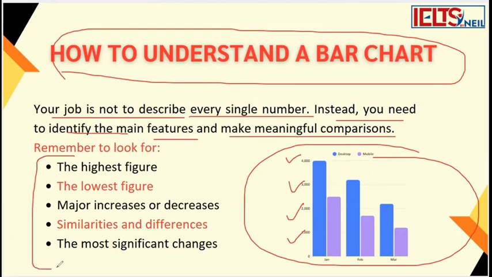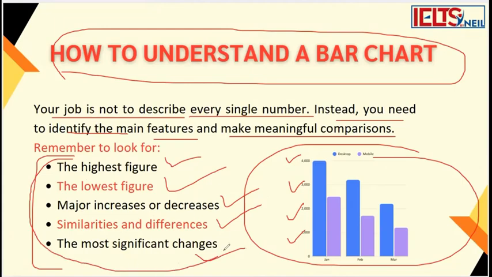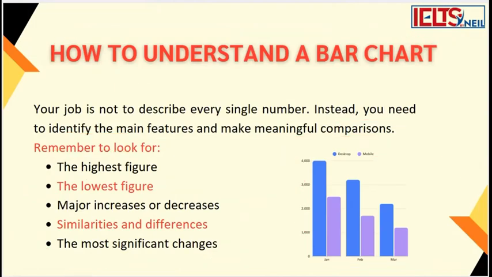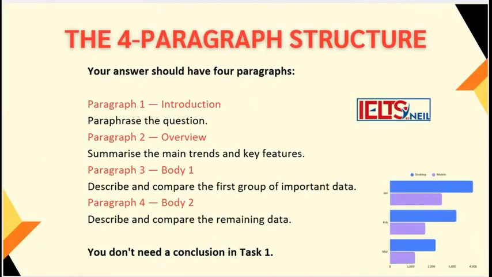Now, these are the things that you must be careful of: the highest figure, the lowest figure, the major increase or decrease, any similarities or differences, and the most significant changes. Now, these are some observations that you have to do. These observations will actually help you to write an effective and a perfect Band 8 writing. Before we start, let's have a look at the structure.